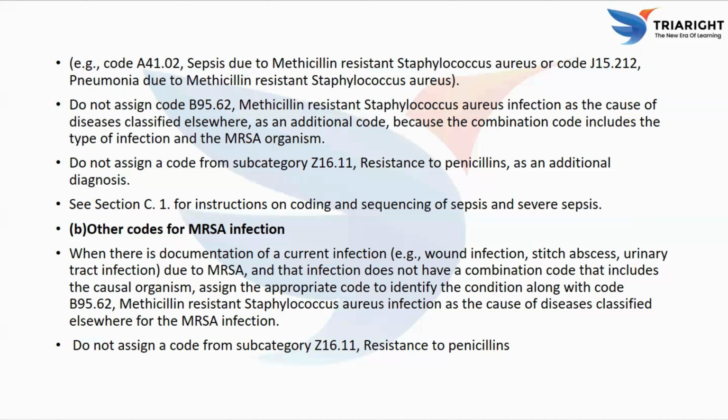So for example, there is a diagnosis of cellulitis of the leg due to MRSA. So the codes are L03.116, cellulitis of left lower limb, and B95.62 for MRSA as the cause of the disease. So this is correct because cellulitis does not have a combination MRSA code. So again you should not code Z16.11. Even in these non-combination code situations, you should not assign Z16.11, resistant to penicillin, because the resistance is already captured by the MRSA wording.